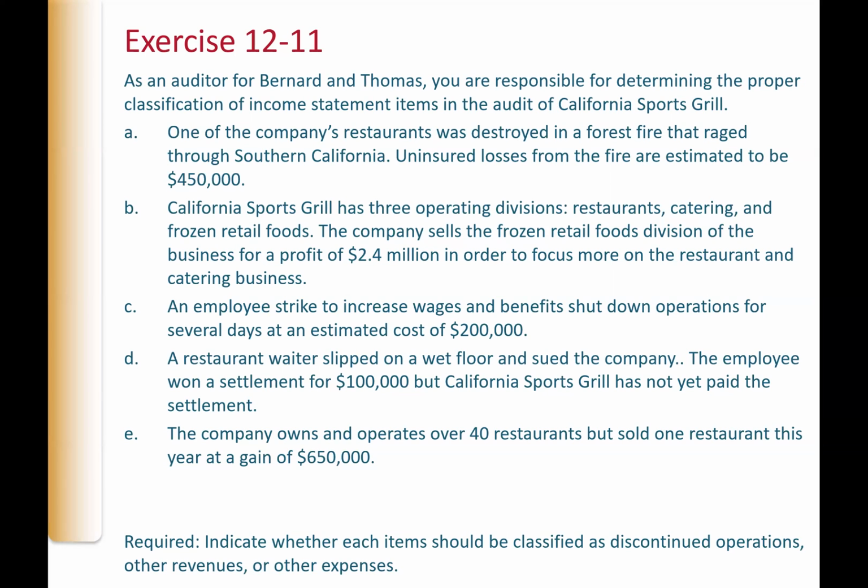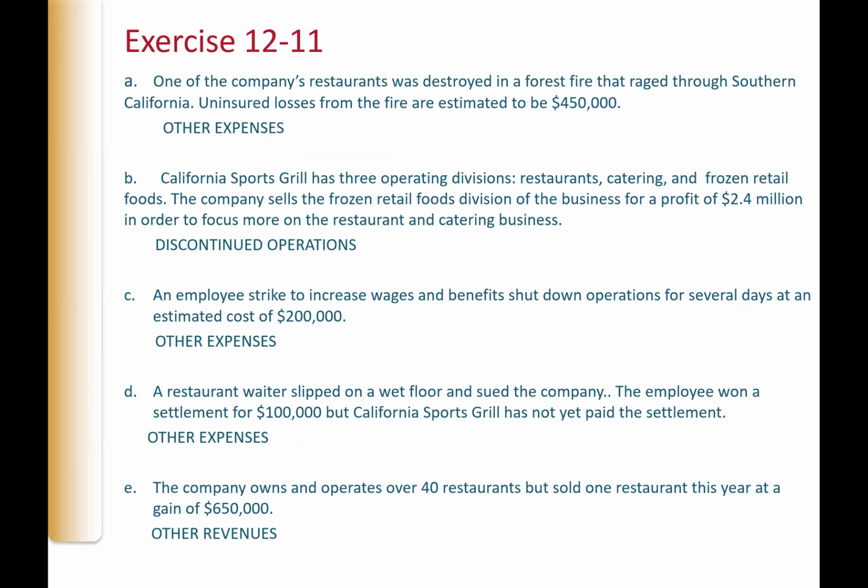So in this case, we're an auditor of a CPA firm, and we're responsible for determining the proper classification of income statement items in the audit of California Sports Grill. One of the company's restaurants was destroyed in a forest fire that raged through Southern California. Uninsured losses from the fire are estimated to be $450,000. We're going to put that as another expense.